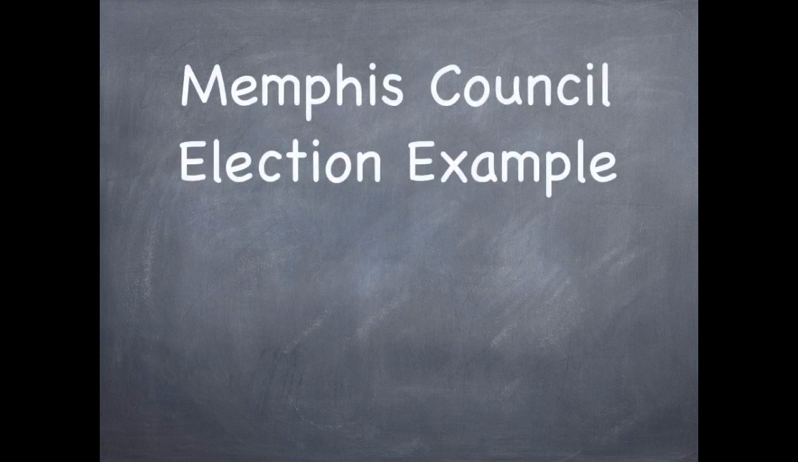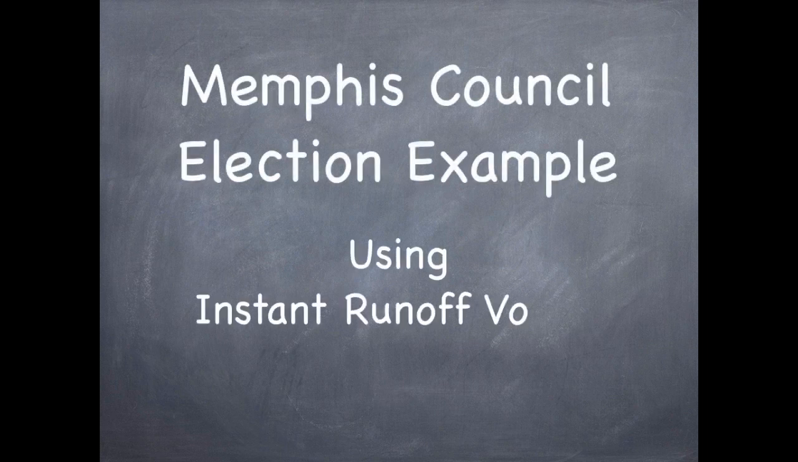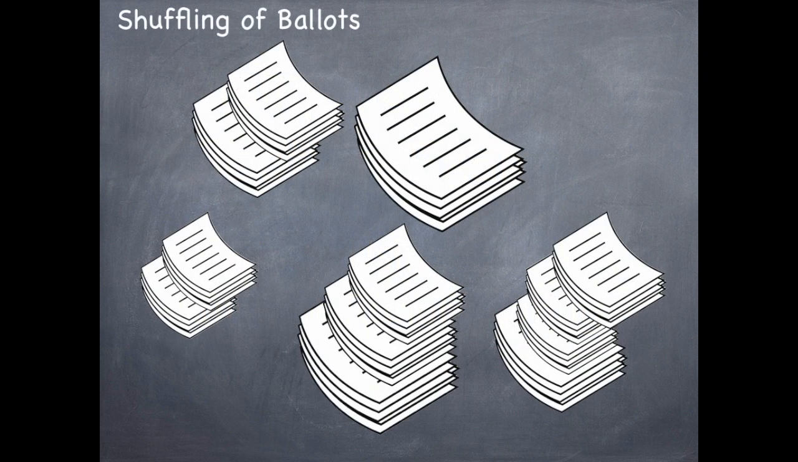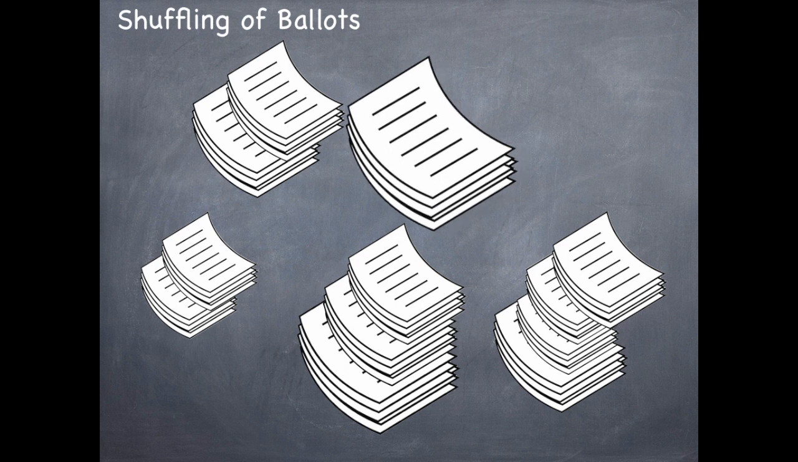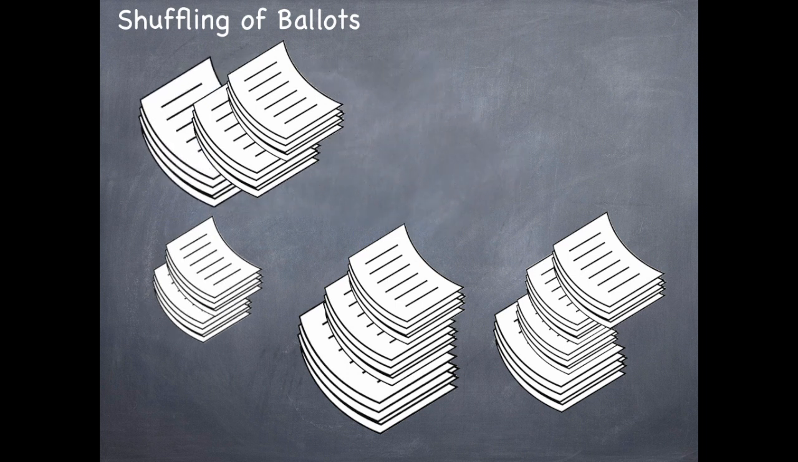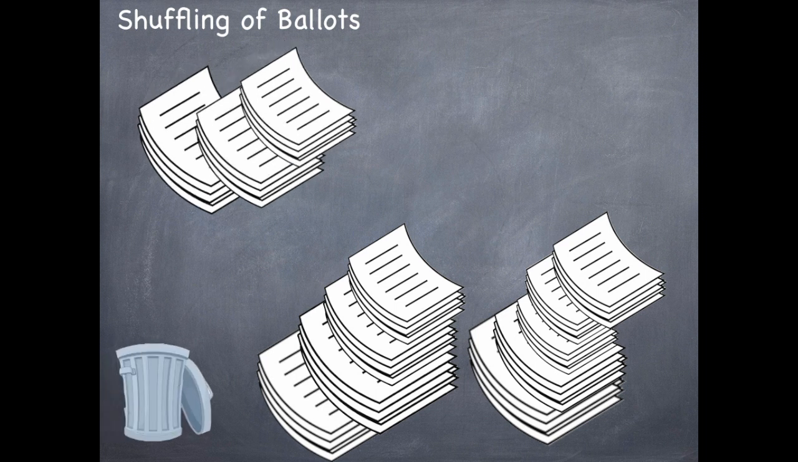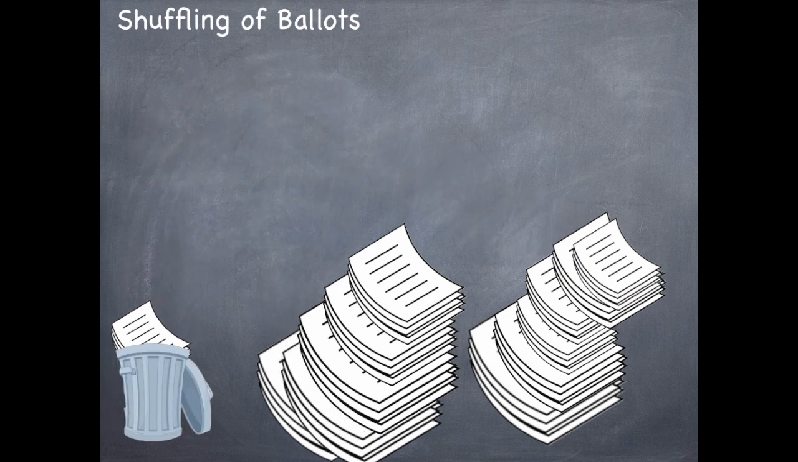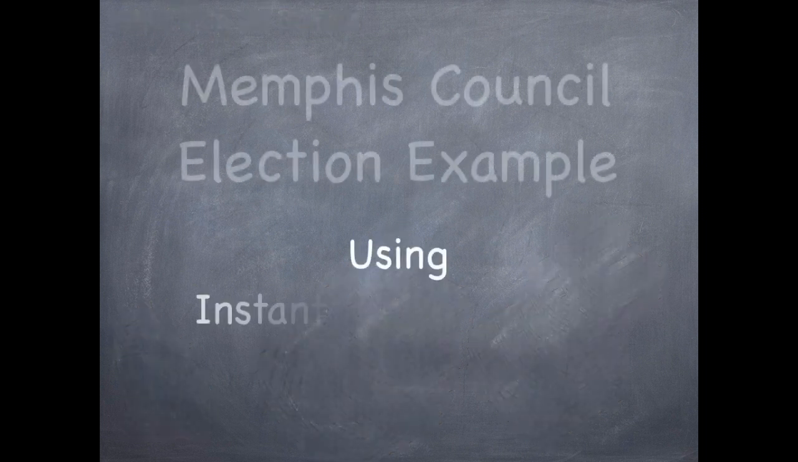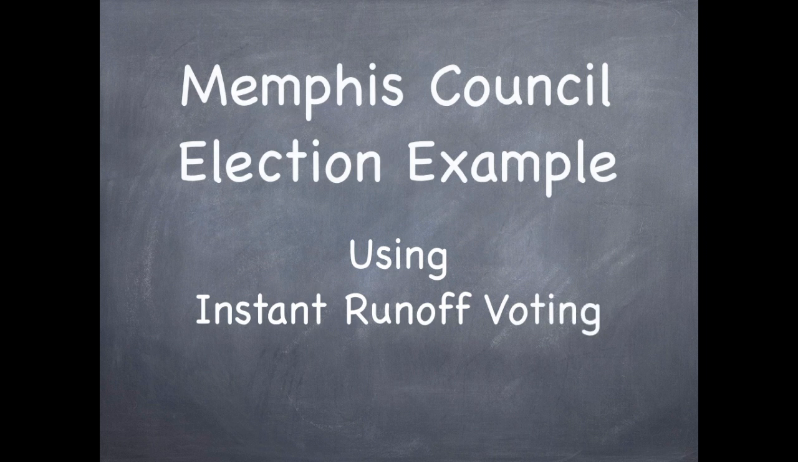We're going to show you an example of how instant runoff voting would work to elect a council member in Memphis. With instant runoff voting, also known as IRV, your vote can be shuffled from one candidate to another after each recount, or even discarded and not counted at all, depending upon how you filled out your ballot. In some IRV elections, there have been over 30 different candidates, but in this example we will use 4 so you can easily follow along.